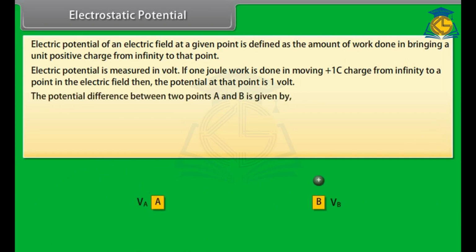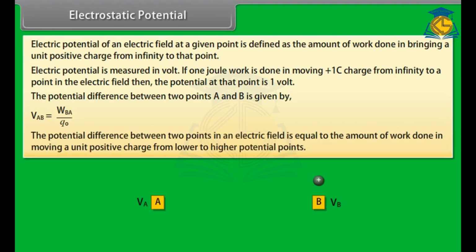The potential difference between 2 points A and B is given by VAB equals WBA upon Q naught. The potential difference between 2 points in an electric field is equal to the amount of work done in moving a unit positive charge from lower to higher potential point. Potential due to a point charge.